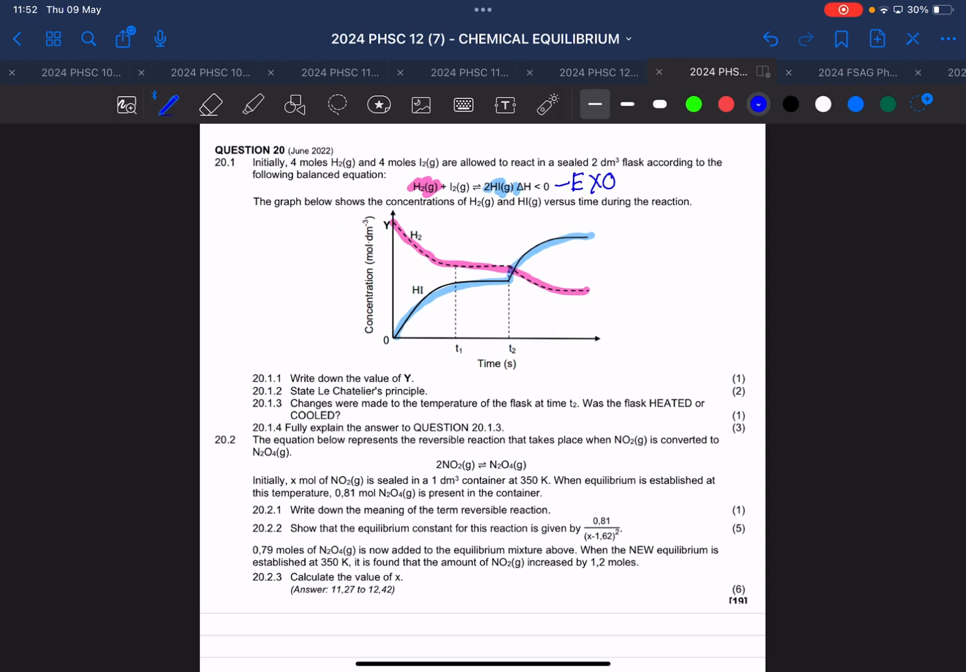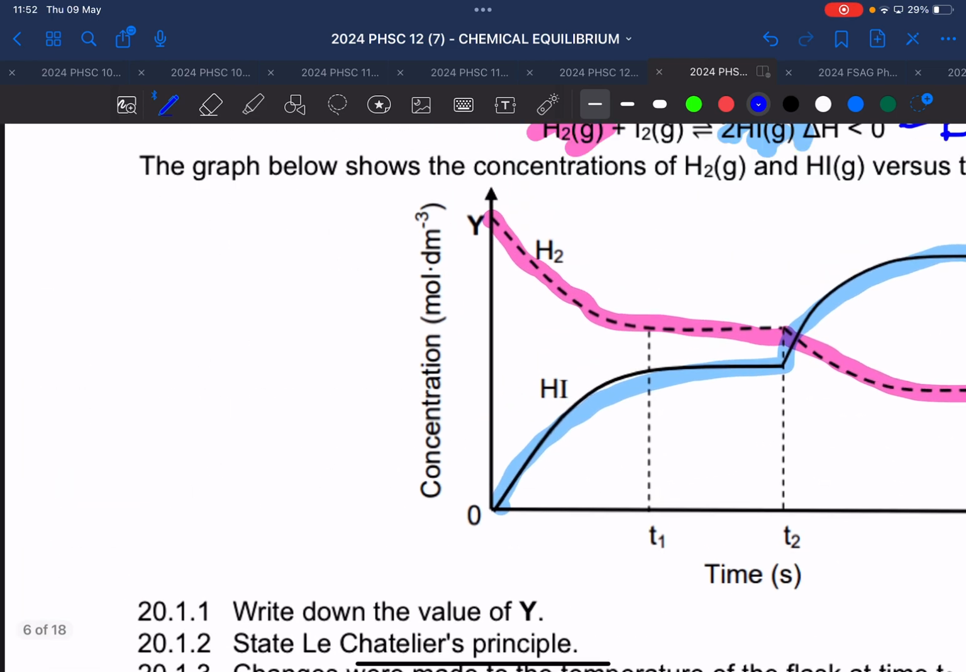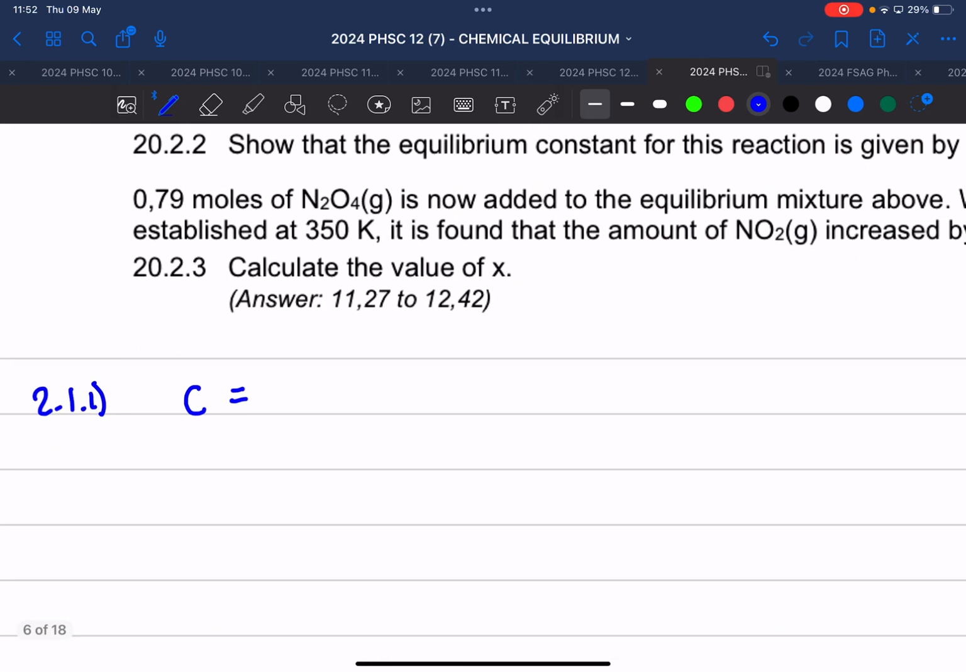So how do we go from moles to concentration? Concentration is mole per volume. N over V, N over V.